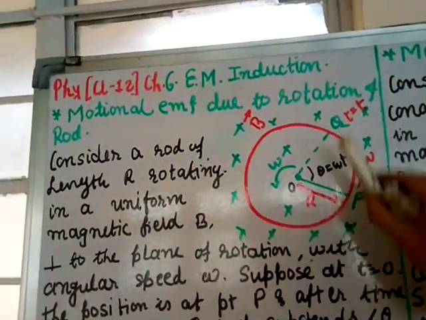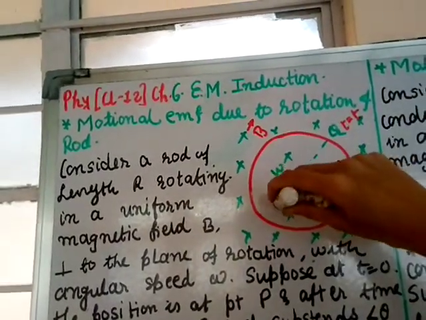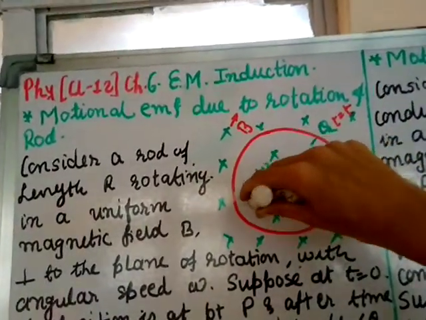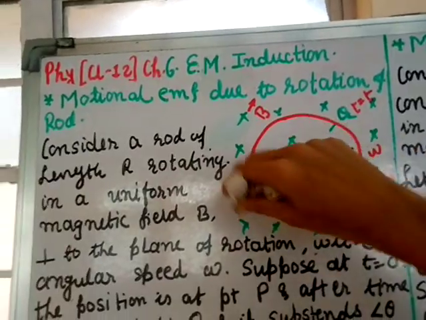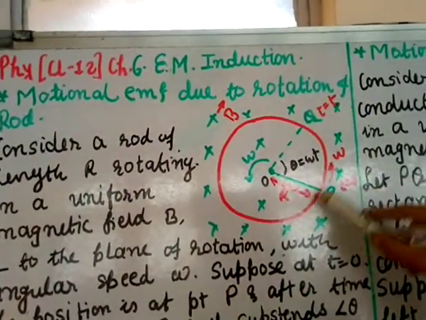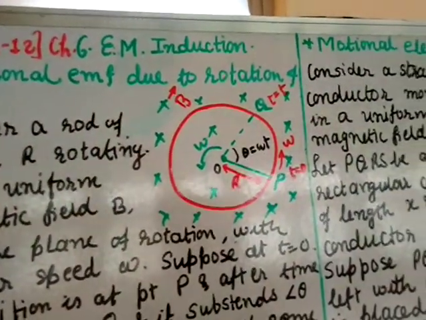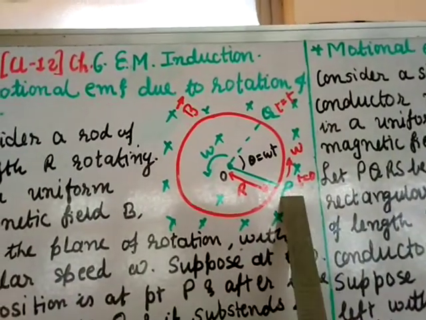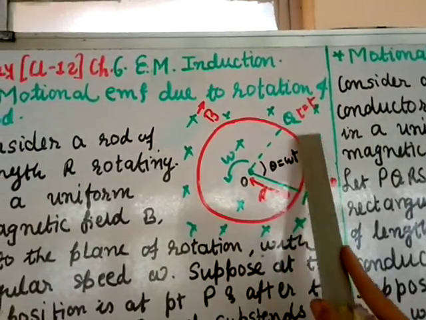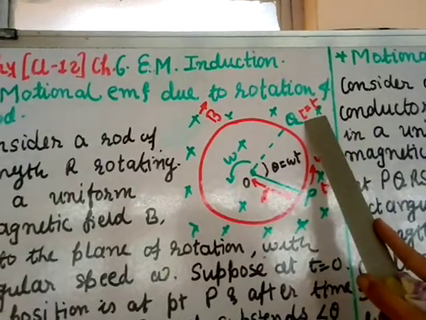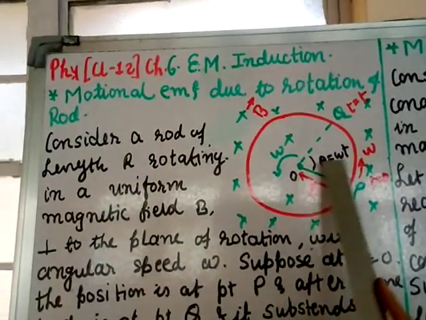This will form a loop. So here also, what will be the area vector? Perpendicular. So area vector and B will be parallel. It is moving with the angular velocity omega. Suppose at time t equal to 0 it is at P. After time t it reaches Q. So it will sweep some area.